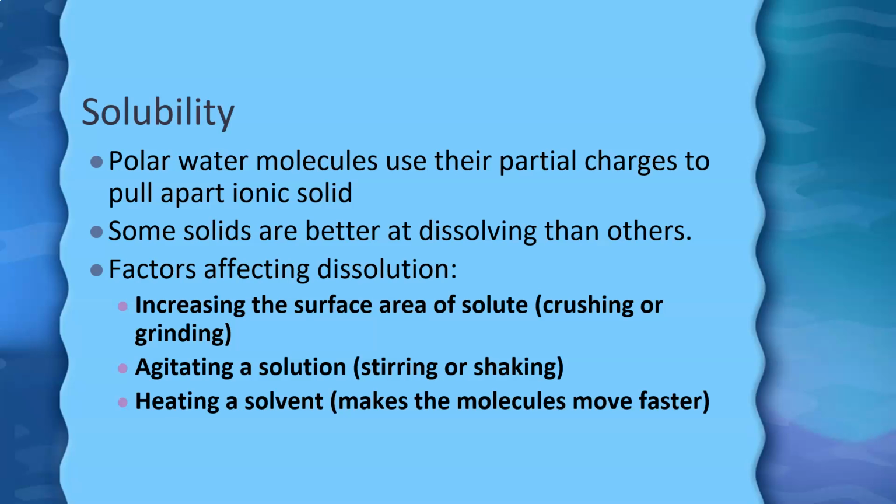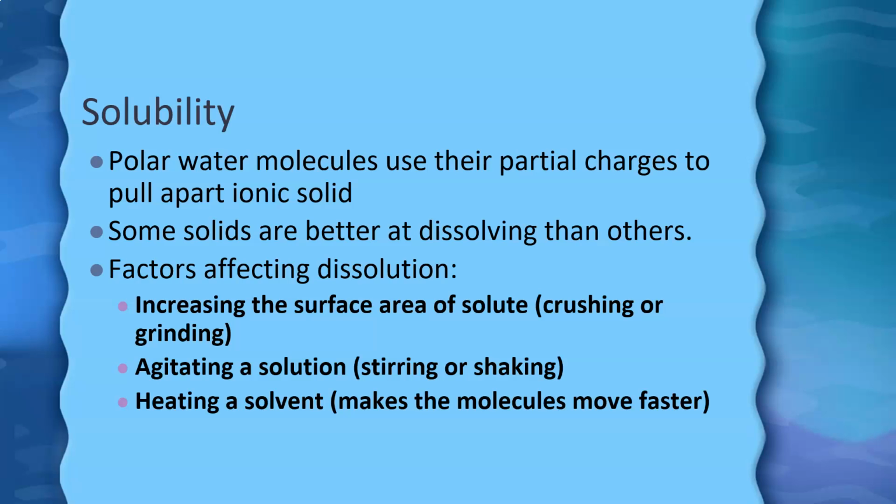Now, why do I say that you can make Jello for extra credit? Well, because Jello is a great example of all of these factors that affect how quickly and how well something will dissolve. So the first thing I can do to make something dissolve faster is to give it a greater surface area by grinding it up or crushing it up into smaller particles.